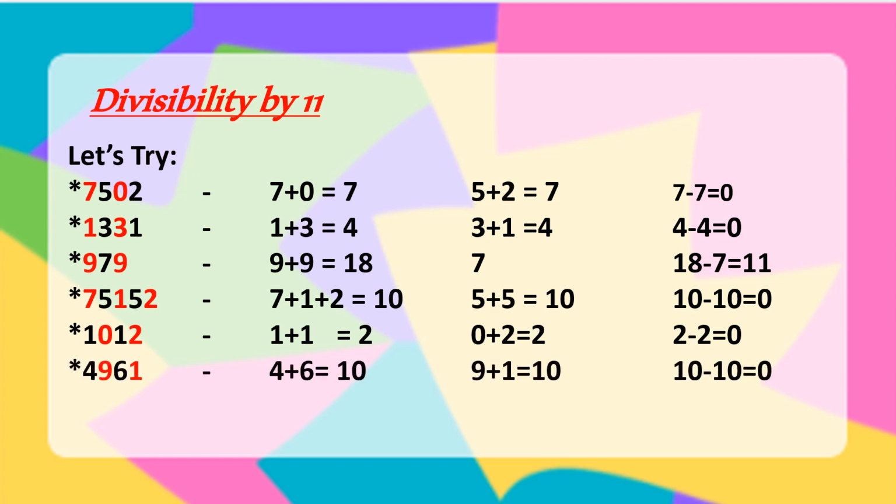Okay, let's have another example. 4,961. 4 and 6 are in the odds place. That will give you 10. Then 9 and 1 are in the evens place. And that will also give you 10. Then get the difference of the results. 10 minus 10 is 0.